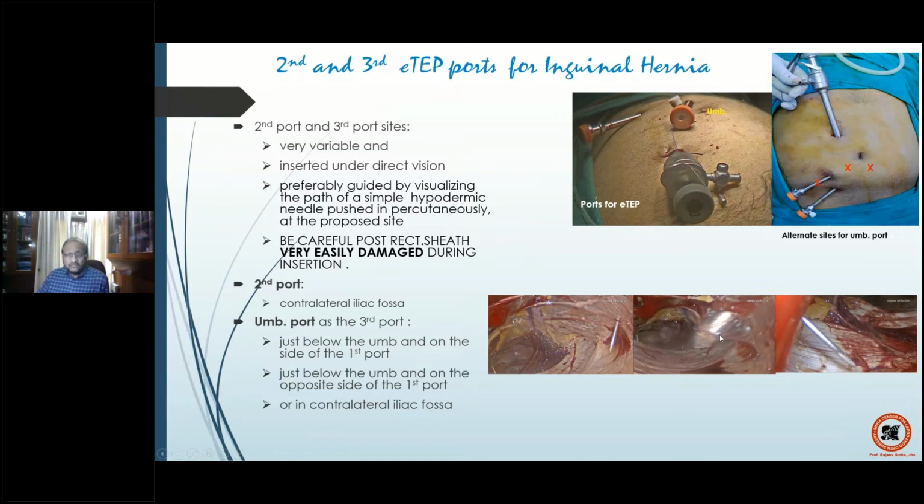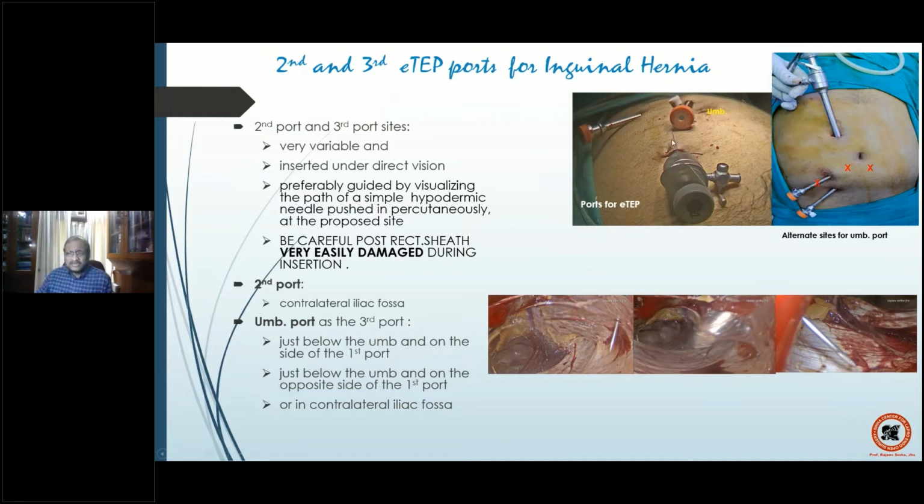So it has to be guided. And you have to be very, very careful, because this is the time, with the second and the third port, especially the umbilical port, when the posterior sheath is very easily damaged. Once you damage it, you go through the sheath and create a pneumoperitoneum, which happened in my early cases also. Even those who are early entrants into this field have to be very careful at this point and at the point of first insertion of the first port.